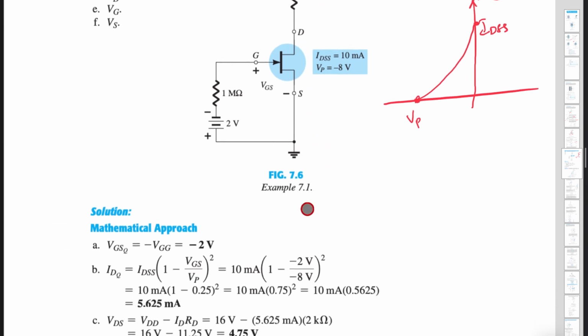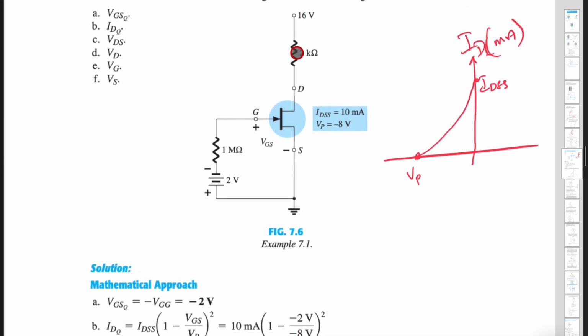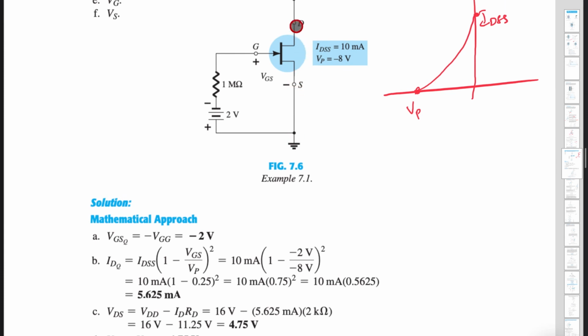And you write the KVL equation for this. This is the KVL equation for the outer loop. There are only 3 elements: one is rise, this is drop, and this is drop. So only 3 terms. Those 3 terms you write, and you want VDS. You know VDD, you know ID, which you have calculated right now, and RD is also given. You substitute, you'll get 4.75. And we also have seen that VD is nothing but VDS as ground is appearing here. Whatever the voltage is here is nothing but this voltage, correct?